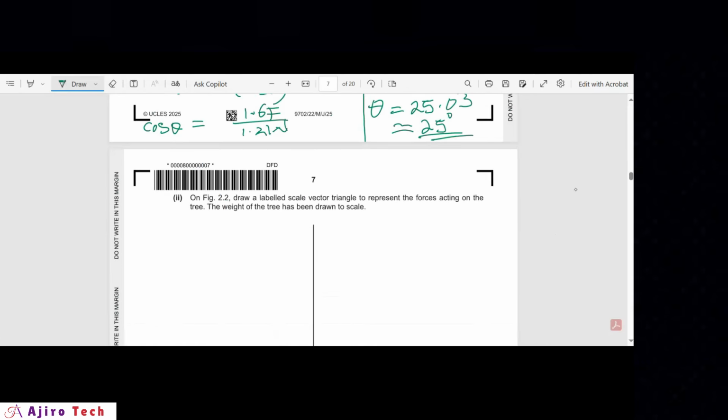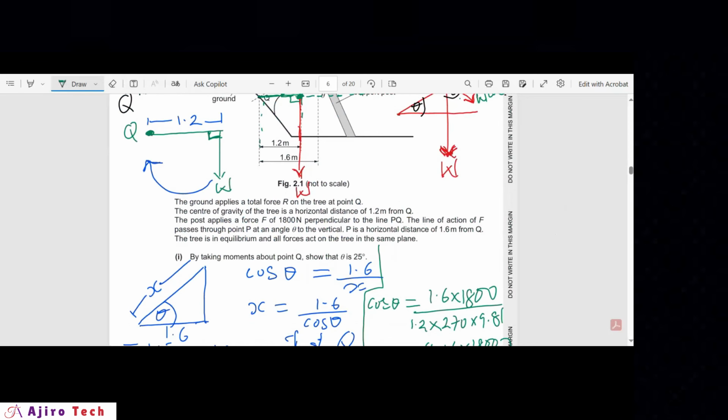Now, draw a labelled scale factor triangle to represent the forces acting on this. So there are three: the first one is the total force, like a resultant force, here. There's F and also weight.